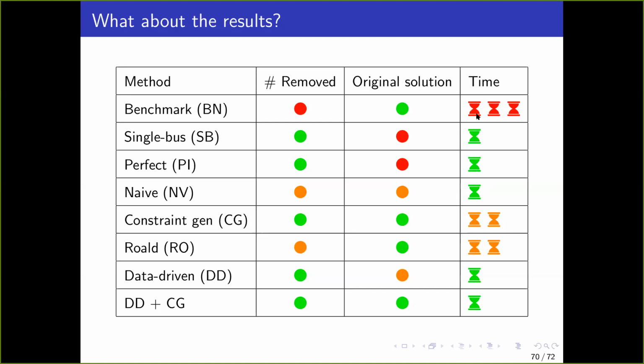And then this is some intuition about the time. For constraint generation, the savings are not that impressive because you have to iterate a lot, and in each iteration you have to solve the unit commitment. And for the rolled method, because you are very conservative and not a lot of constraints are actually removed. The combination of the data-driven method and constraint generation seems like a good trade-off between all these things.